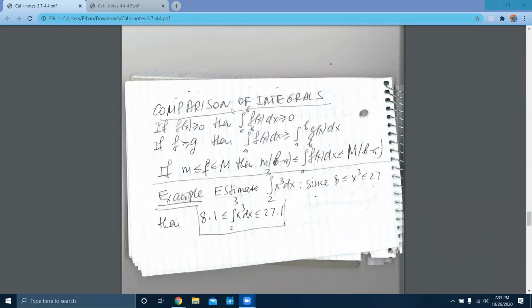Here we go. Comparison of intervals. If f of x is greater than or equal to 0, then the integral, or the antiderivative from a to b of f of x dx is greater than or equal to 0. If f is greater than or equal to g, then the same is true about the antiderivatives. And if f is in the center of an interval, then on the same interval from a to b, it will still be in the center.